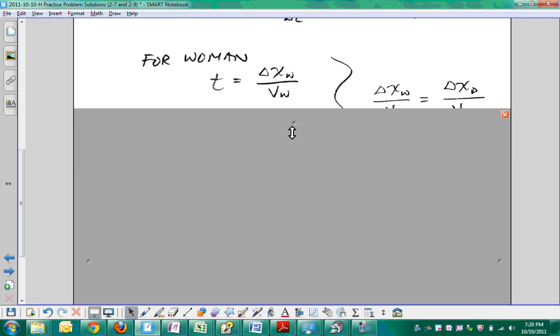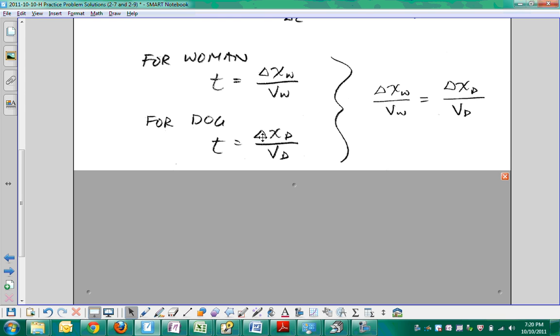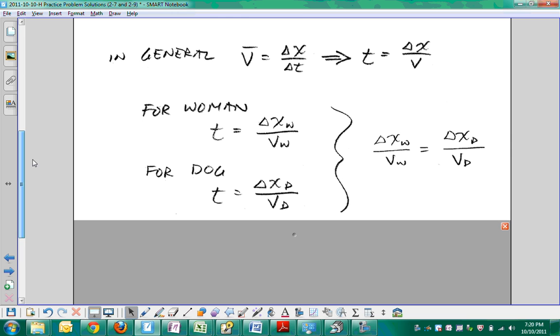And below that, t, the same t, is equal to delta x for the dog divided by the velocity for the dog. Again, exactly the same as I did up here, but with the subscripts indicating the delta x for the dog and the velocity for the dog. Time equals time, the same time, so we just set these two expressions equal to each other. Delta x for the woman, a known quantity, divided by velocity for the woman, another known quantity, is equal to delta x for the dog, that's what we're trying to find, divided by the velocity of the dog.